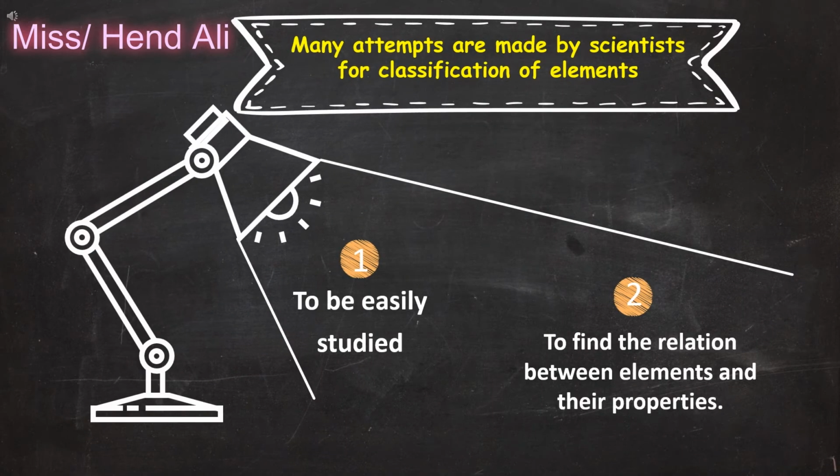The idea of arranging objects to find easily the object you want is the same thing that scientists thought of when they tried to arrange elements into tables. Many attempts were made by scientists for classification of elements. Why? First, to make them easy to study. Second, to find the relation between elements and their properties.